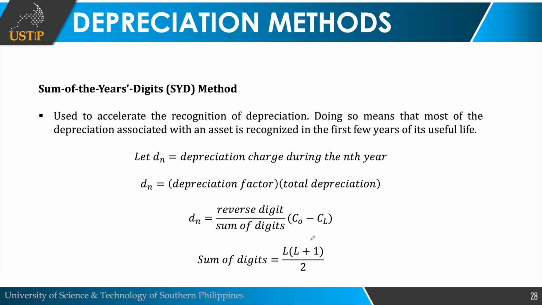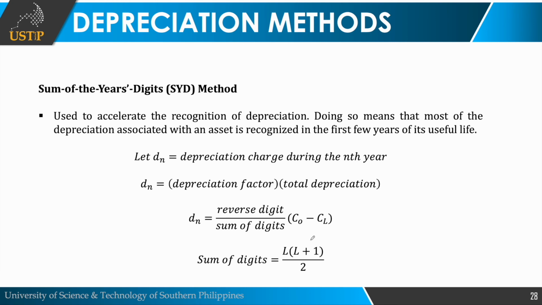But for the sum of the year's digits, it is more evident, because later we will see in other problems that the majority of the depreciation charge is during the first few years. And again, for the remaining years, it becomes smaller and smaller. It will be evident because we will see the formula later.